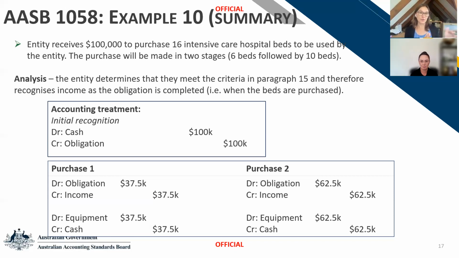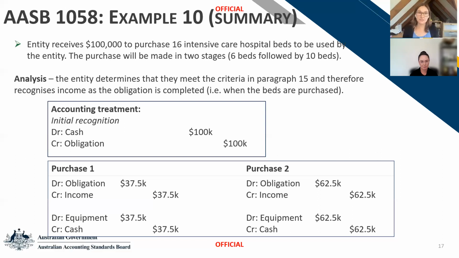The previous example, I did it over time because I was building my building and I benefited from that. When it relates to purchase of an asset, I get the benefit as the asset is purchased. So on the day that I take control of those beds. So you can see on day 1, I haven't purchased any beds. So the same as what we did for example 9, we debited cash, we credited an obligation. When I go out there and I purchase the 6 beds, I recognise the fact that I've completed 6 out of 16 of my obligations, and I remove that amount from the obligation and recognise the income. We also, on the other side, debit my equipment, credit cash.